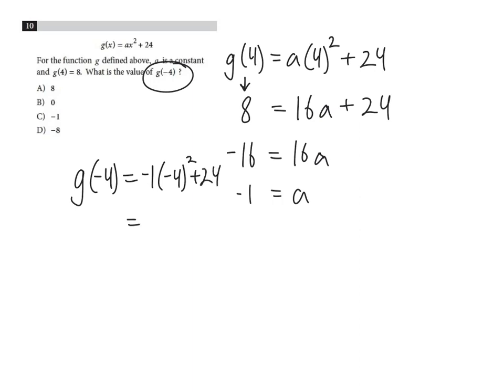Okay, well that's going to be -1 times -4 squared, which is 16, plus 24. Okay, it's -16 plus 24. Well, that's going to be positive. It's going to be +8. So A is our answer.